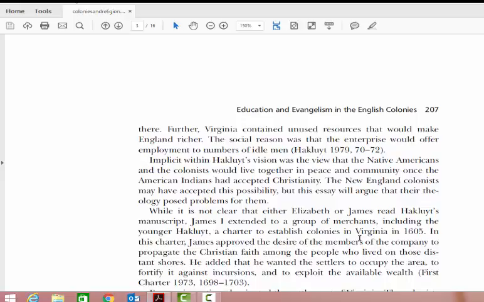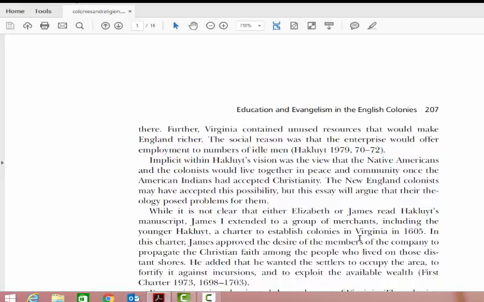The social reason was that the enterprise would offer employment to the number of idle men. Virginia contained unused resources that would make England richer. So England clearly had an unemployment problem. And by sending these colonists over to the New World, they could eliminate some of this unemployment. Also, Virginia had good resources. It was away from the Spanish-controlled South, and they were able to do their own thing.